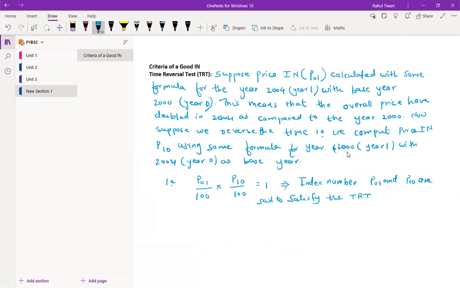So to understand all this concept, we can take one example. Let us take the example. Suppose I'm considering the Laspeyres price index. Consider this Laspeyres price index.